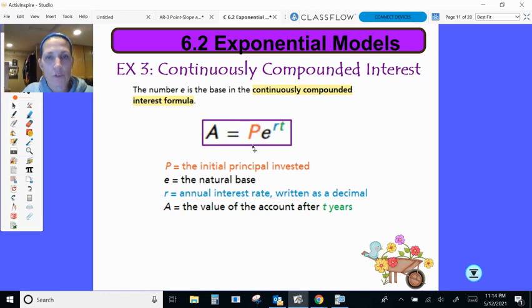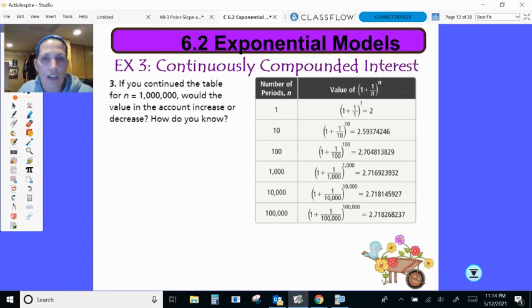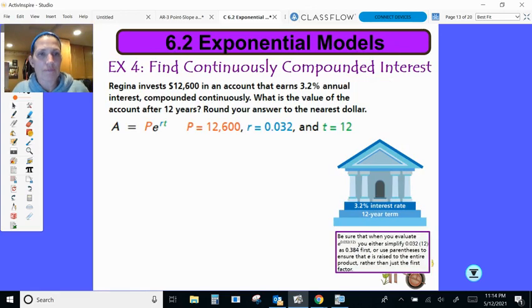Okay, so we still have our principal, but instead of 1 plus my interest rate divided by the number of months, we just go e to the rate times time. So see this little PERT: principal times e to the rate times time. And if you look here, as we get up to like 100,000, it's just going to keep getting a tiny bit bigger, but it's still going to stay right around 2.718. So that's the value of e. So let's look at how to calculate these.